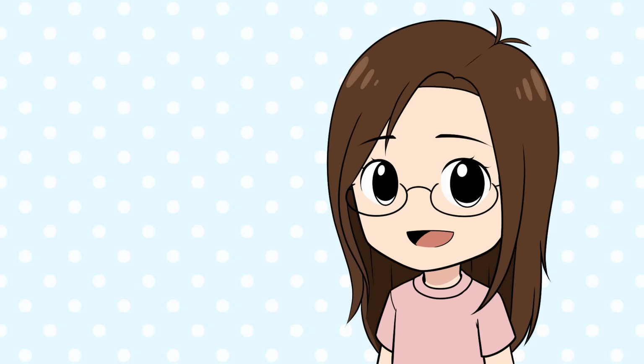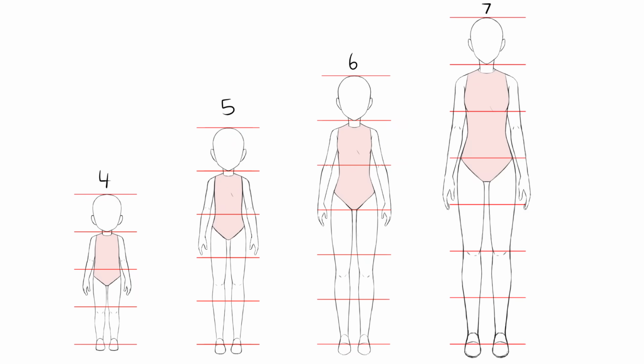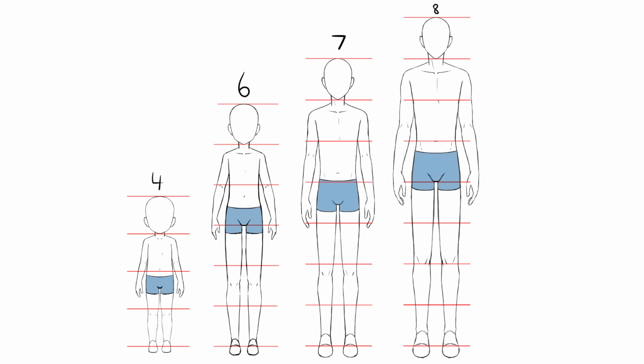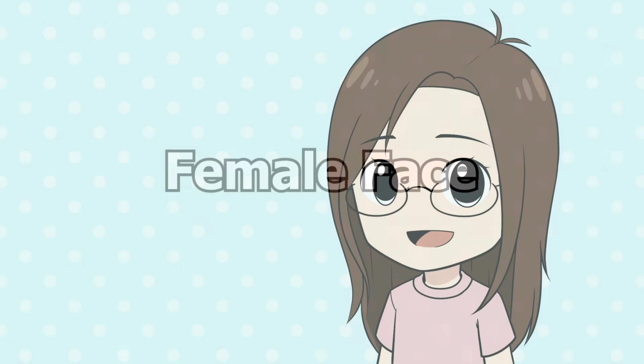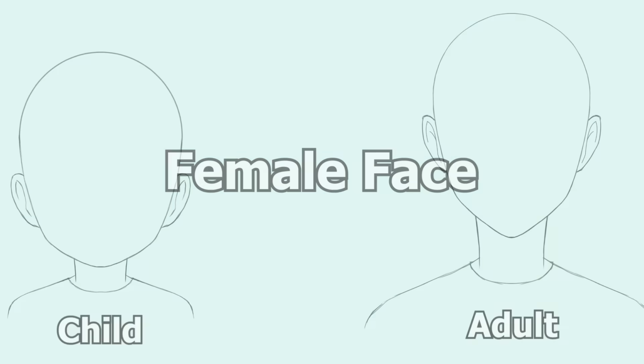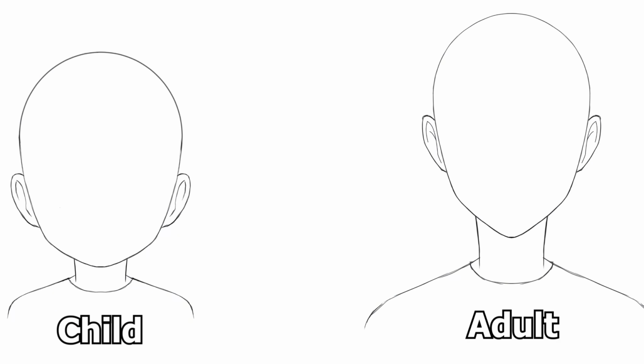So let's take a look at what changes as a character gets older. We'll start with female characters and then we'll move on to male characters. Also, the human body can be many different shapes and proportions, but I'll only be discussing one body type for each gender. So let's start by taking a look at what changes take place in the female face. That rhymes. Also, the child's head should be much smaller than the adult's head, but to help us notice the differences, I made the child's head almost the same size as the adult's head.